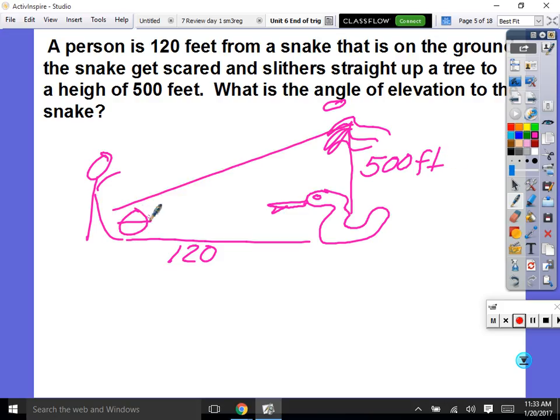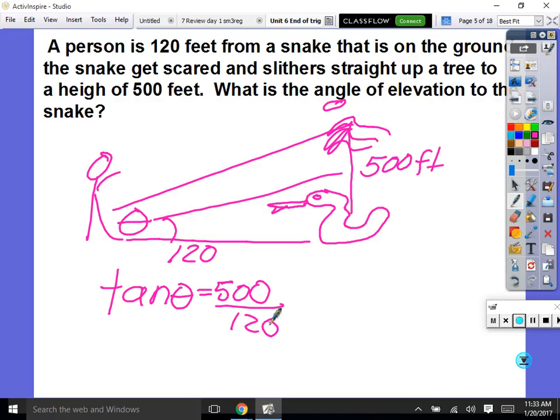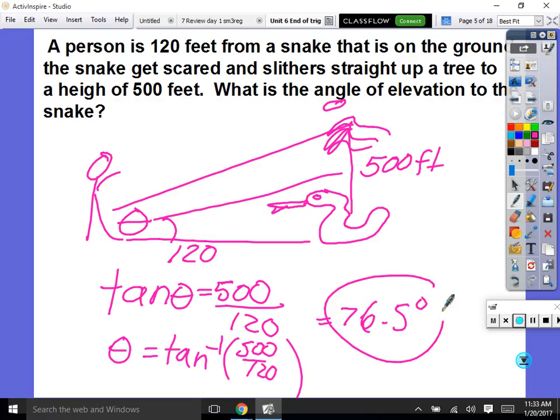So when we set up a trig ratio, opposite and adjacent is tangent, right? So tangent of theta is opposite over adjacent. Now how do we solve for theta? Inverse tangent. So theta is equal to tangent inverse of 500 divided by 120. What do we get? 76.5 degrees. That's the angle of elevation.